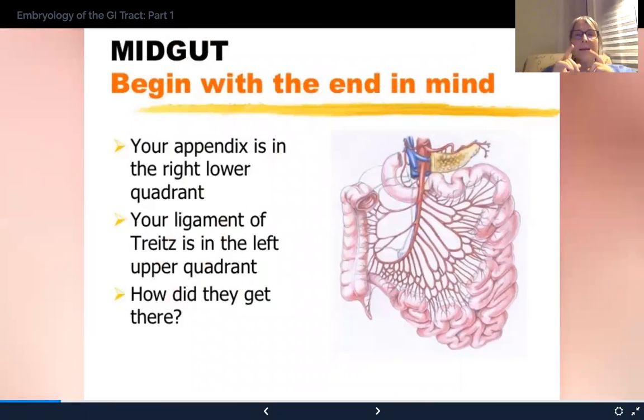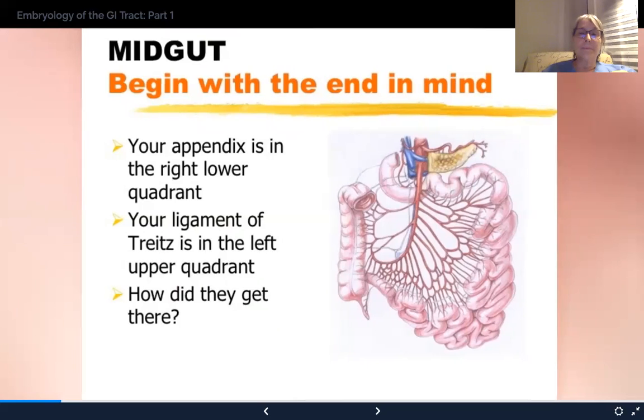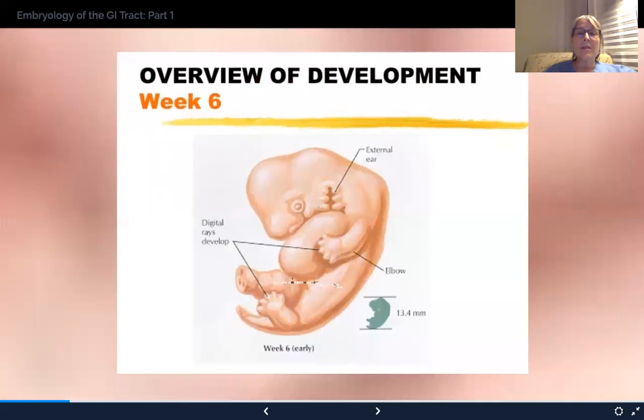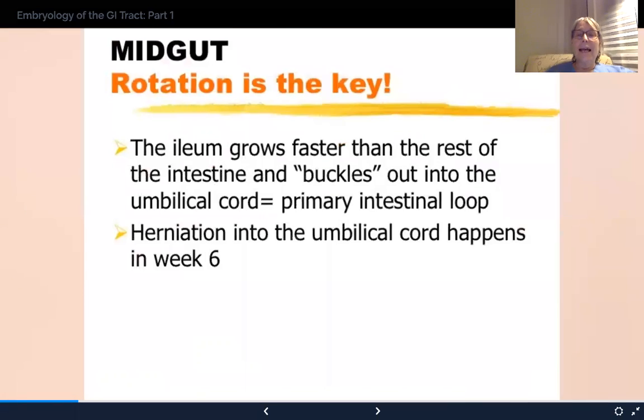So when I think about and teach rotation and malrotation, think about development by beginning with the end in mind. So the appendix is in the right lower quadrant, ligament of Treitz in left upper quadrant. How did they get there? Well, this is going to be really in about week 6, we're going to start seeing what's happening. And the key is the rotation.